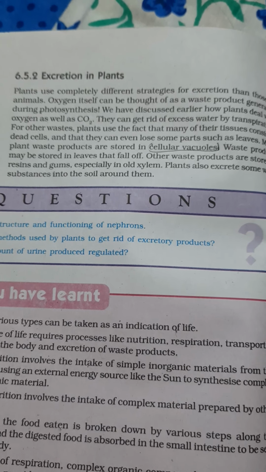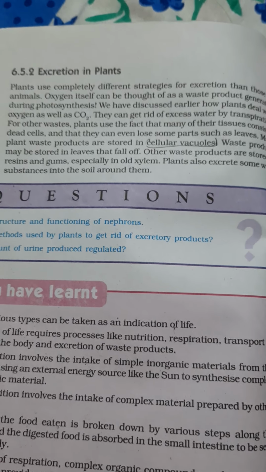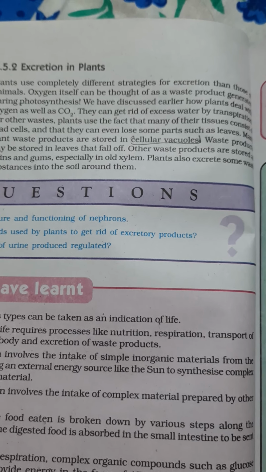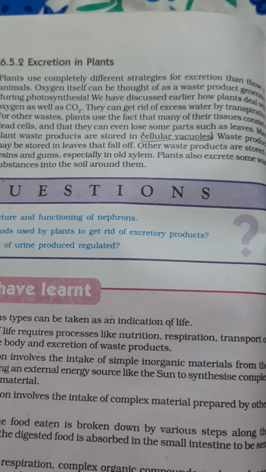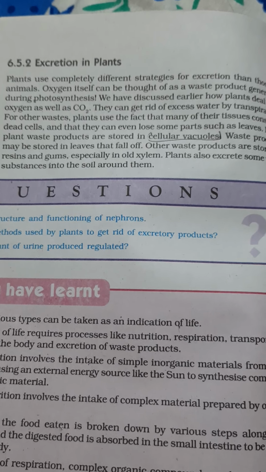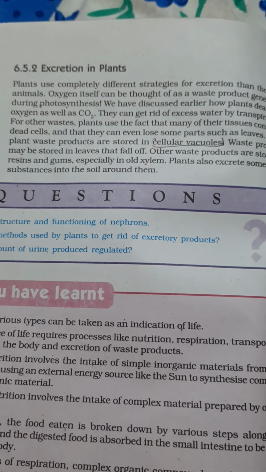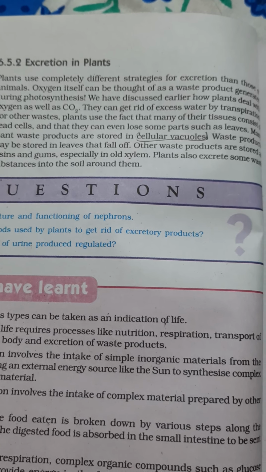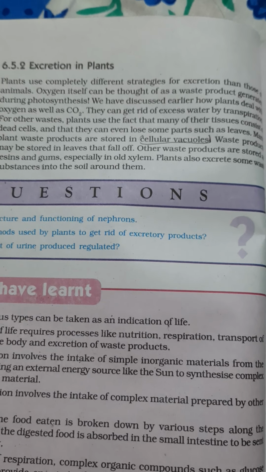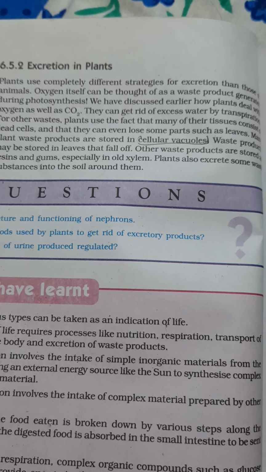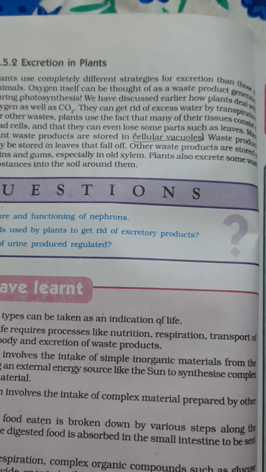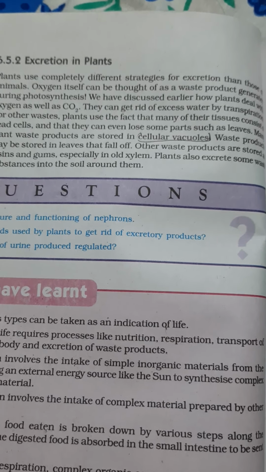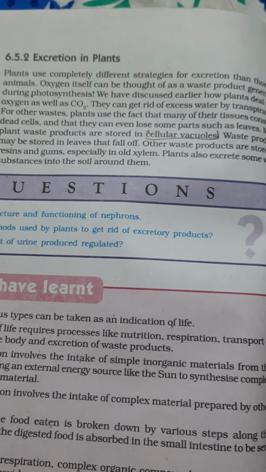And sometimes we have also seen something powder type around the plants. They are also the waste product that is excreted by the plants. And similarly, in animals, we human beings excrete carbon dioxide through lungs, and there are sweat glands in the skin where the unwanted sweat is removed. And the liver also eliminates the waste products formed inside the blood.